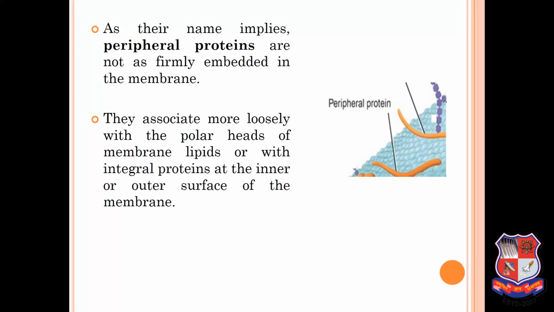As their name implies, peripheral proteins are not firmly embedded. Integral proteins are firmly embedded, but peripheral proteins are not; they are associated more loosely with the polar heads of membrane lipids or with integral proteins at the inner or outer surface of the membrane. They are loosely bound with some part of the lipids and also with the integral proteins.